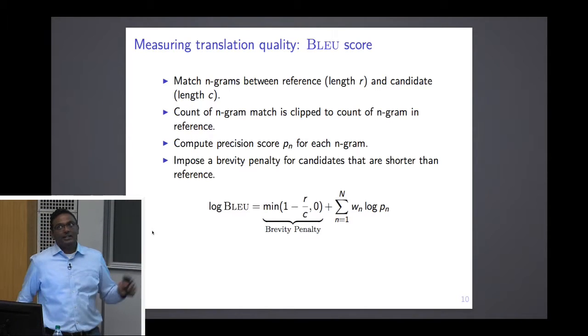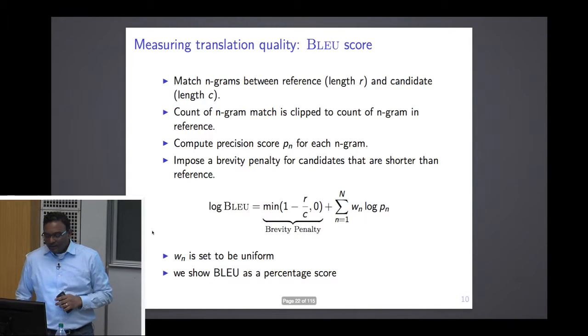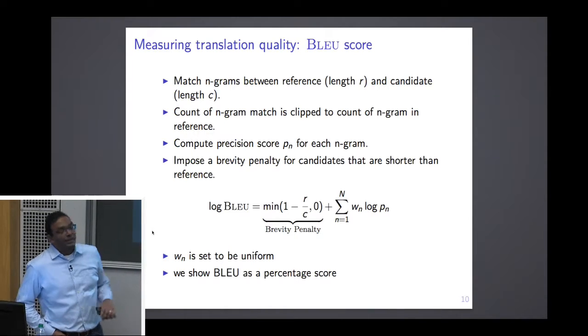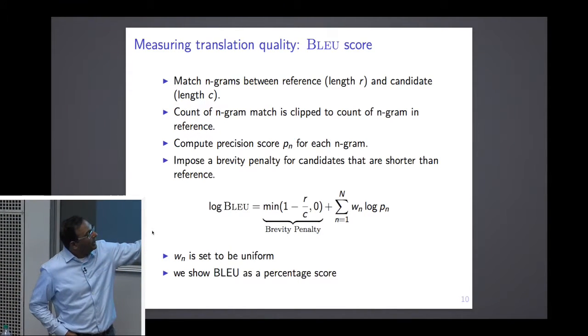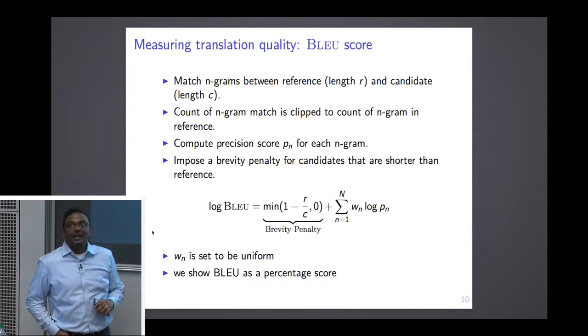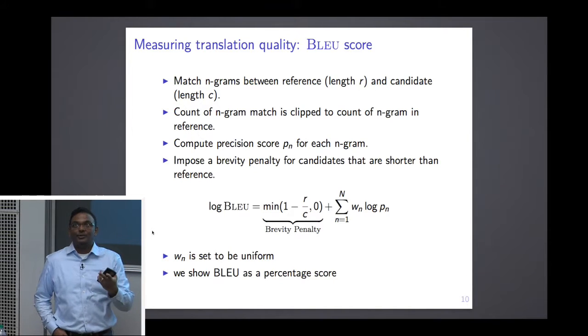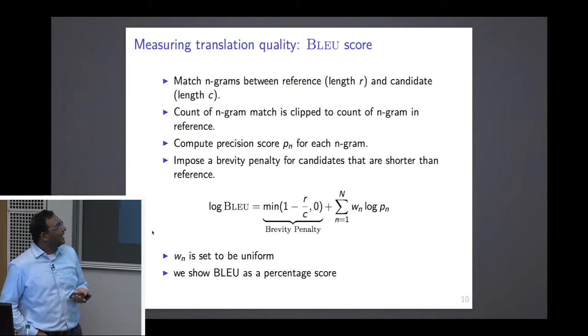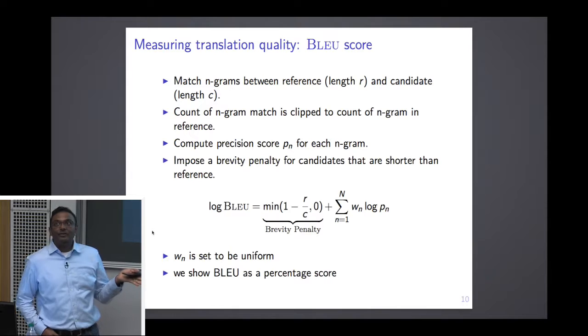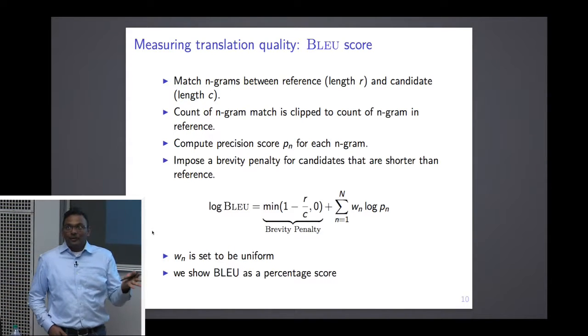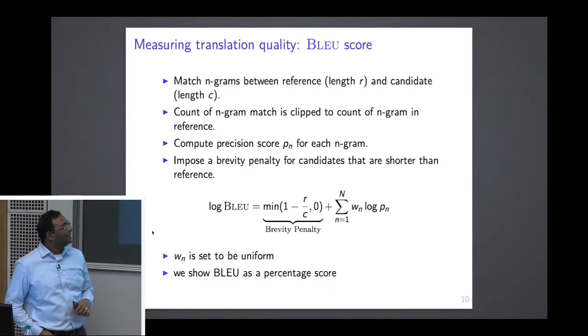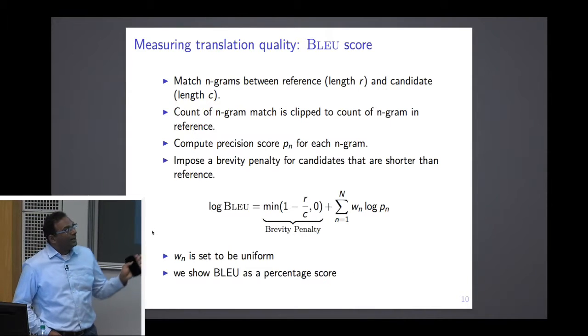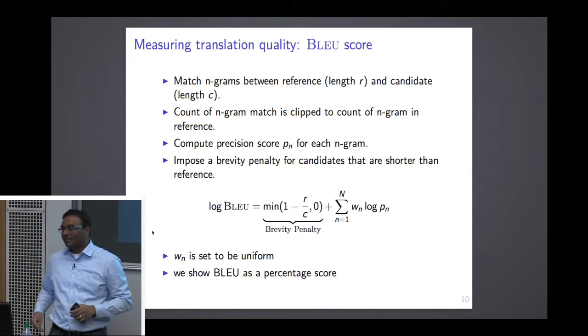So it's easier to see in the log domain. So the weights for each of these precisions, n equals 1 through N, are the different n-grams. So 1 word, 2 words, 3 words, 4 words. And the weights are just set to be uniform. So it's 1/4 if you're doing 4-grams. And when I show you BLEU scores, I'm going to show it to you as a percentage score.